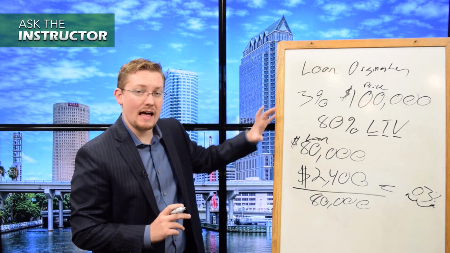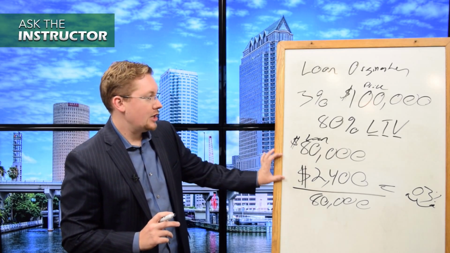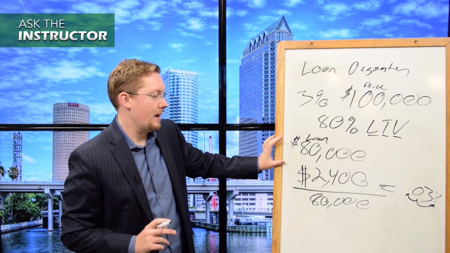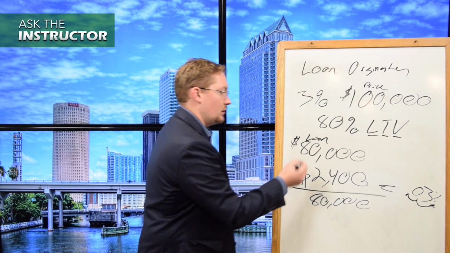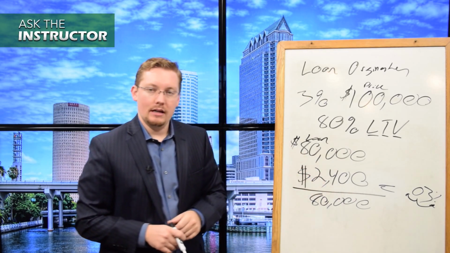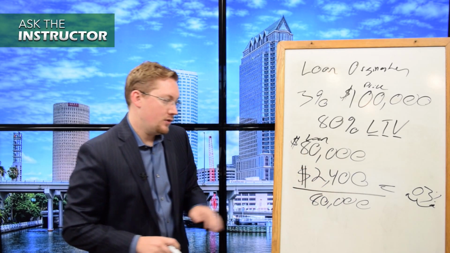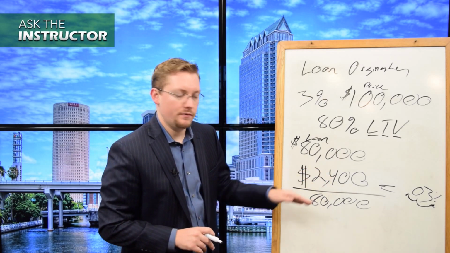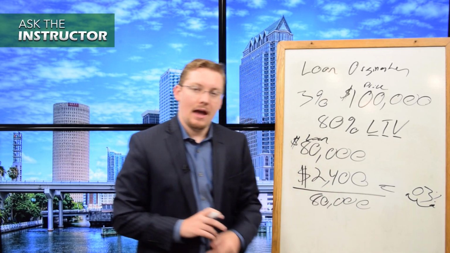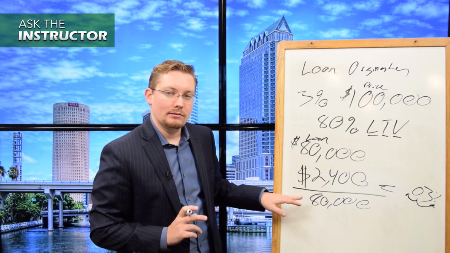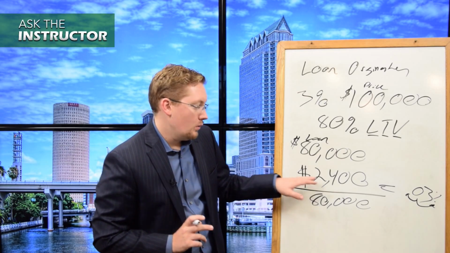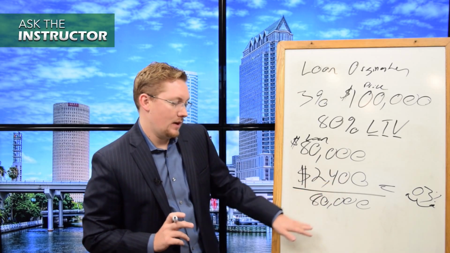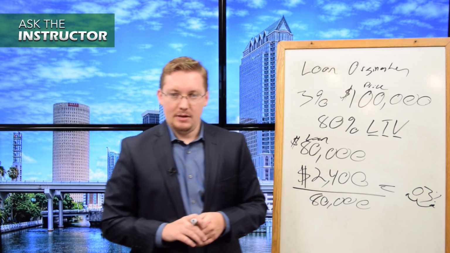So if you want to find the origination fee when you have the percentage and the loan amount, you're just taking the loan, multiplying it by 3%, and you'll end up with $2,400. If you have the loan origination fee and the loan amount and you want to figure out the percentage, you take 2,400 divided by 80,000, and you get 3%.